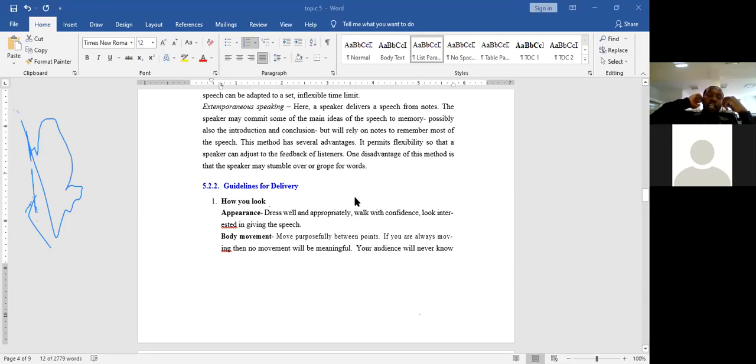So let's look at guidelines for delivery unless there is a question. Kuna swali? Do you have a question? Is there any question before I proceed? So let's look at guidelines for delivery.